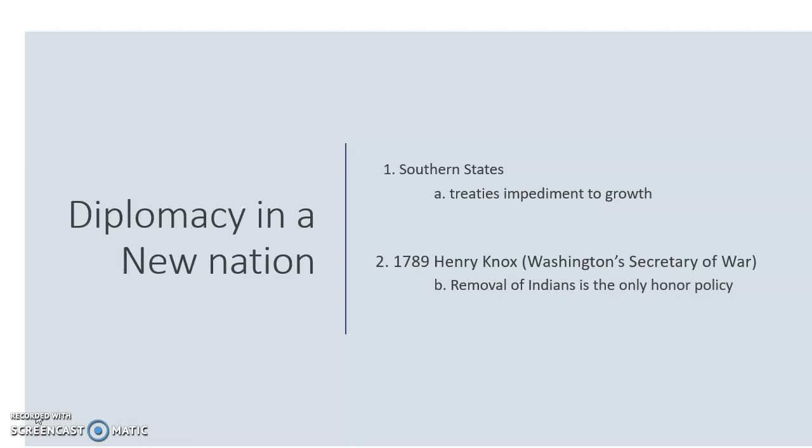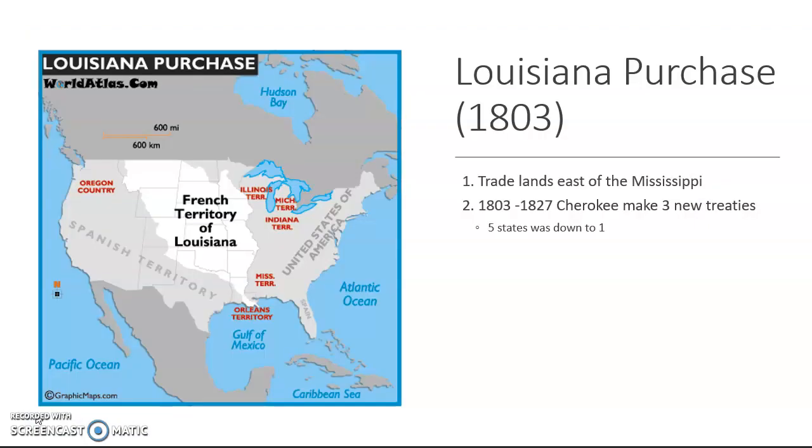As early as 1789, Henry Knox, who was the Secretary of War for Washington, feels like removal is really the only policy that's going to work for the federal government. So fast forward now about 10 years, and the Louisiana Purchase takes place.